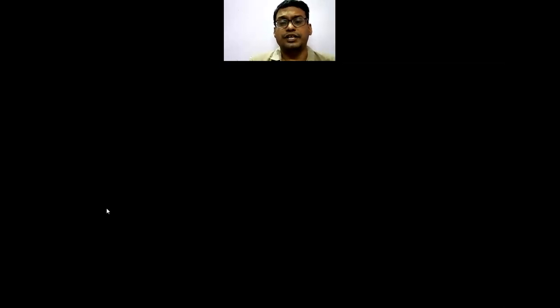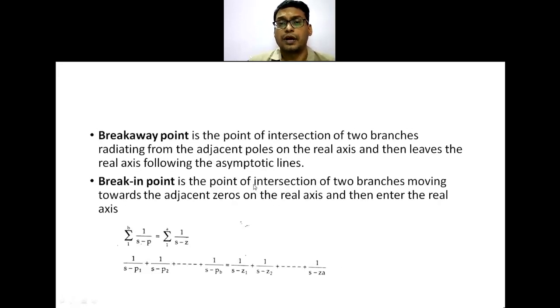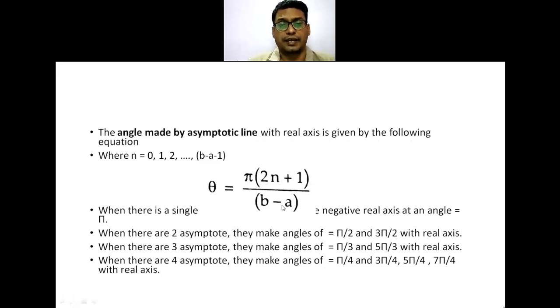Then after calculation of the center of gravity, my asymptotes will start from the center of gravity. But with what angle? The angle made by the asymptotic line with the real axis is given by theta equal to pi into bracket 2n plus 1 upon B minus A, where n has the values 0, 1, 2 up to B minus A minus 1. In this case, B minus A is 3 minus 1, that is 2. So n will have the values 0 and 1.